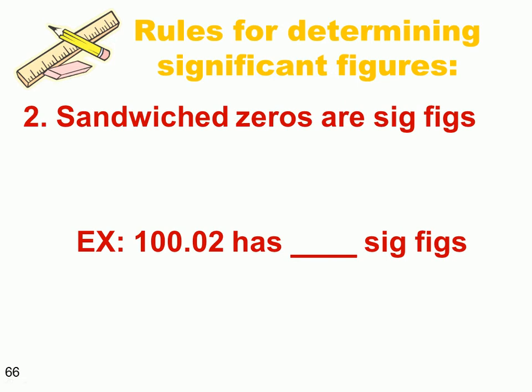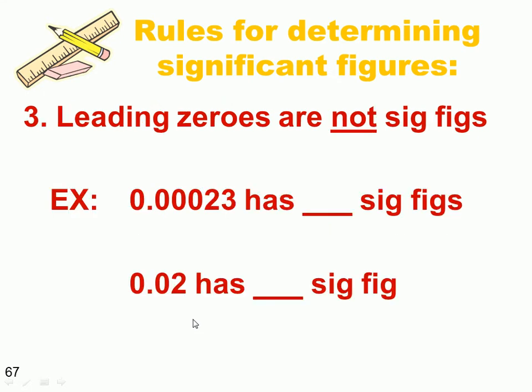Here is the second rule for determining significant figures. Sandwich zeros are sig figs. So if I have zeros in between two non-zeros, okay, because the first rule is still a part of determining significant figures, I see 1, 2, 3, 4, 5 significant figures in this measurement. So all 5 of these digits, all 5 of these numbers are significant to a measurement.